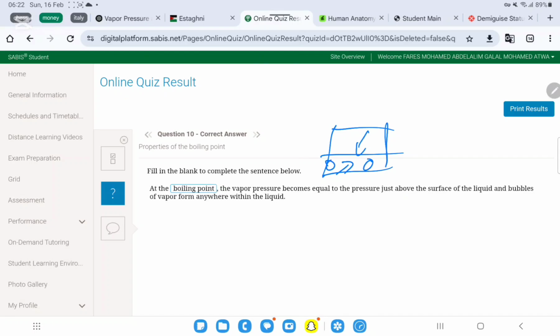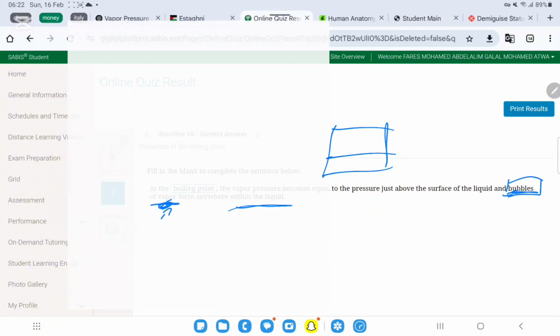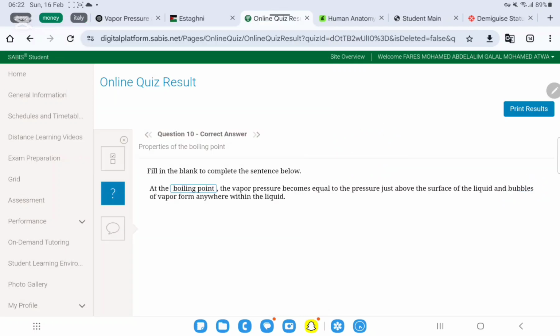But here they said, and bubbles of vapor form anywhere within the liquid. So we know that vapor is in the gas form and forms bubbles. So what can you say bubbles happen? When it's vaporizing, it boils. Literally, that's it. You don't need anything for this. You can just either memorize it or just remember bubbles and boiling point.